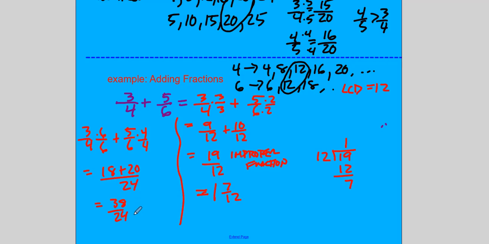But that's not in lowest terms because I know at least 2 divides into both those. So I have to reduce again to get in lowest terms. That's 19 over 12, which is what I got before. So by using the least common denominator, which is the least common multiple, you save some steps when you have to reduce.